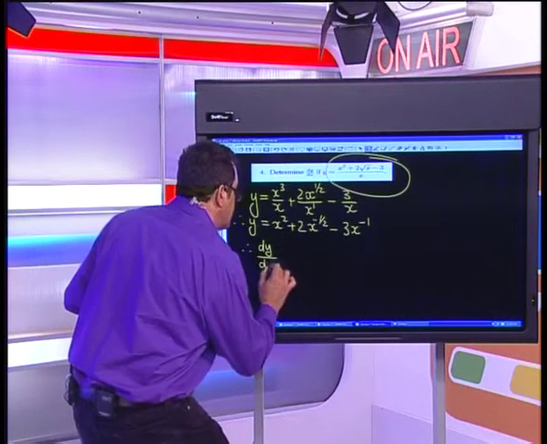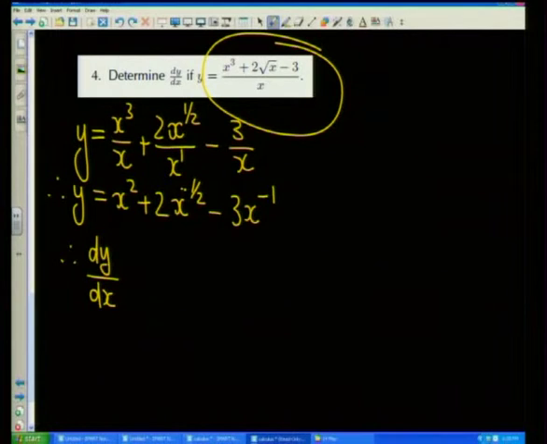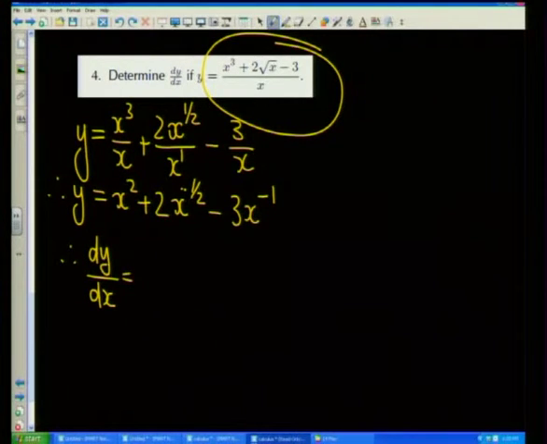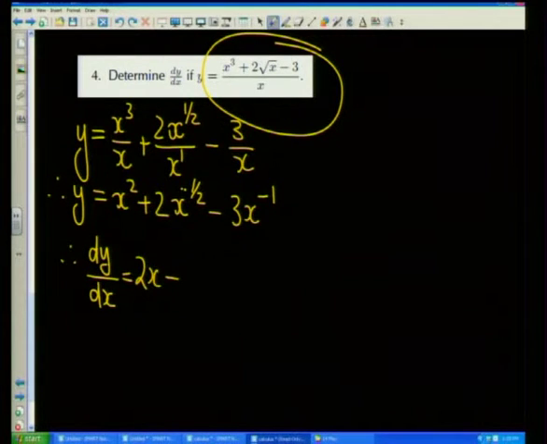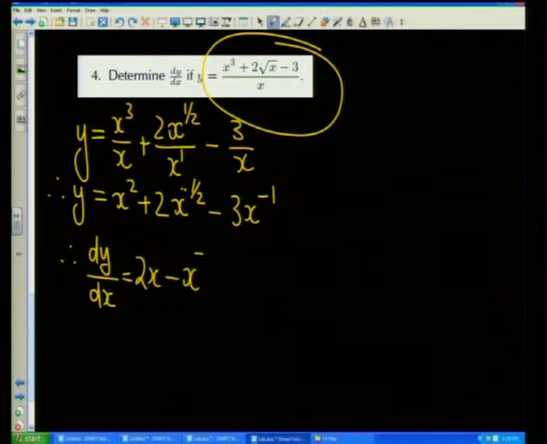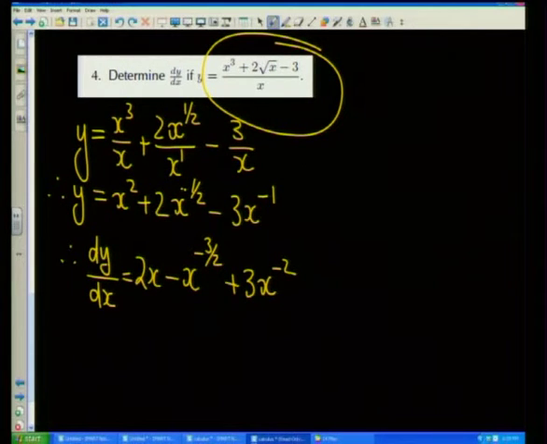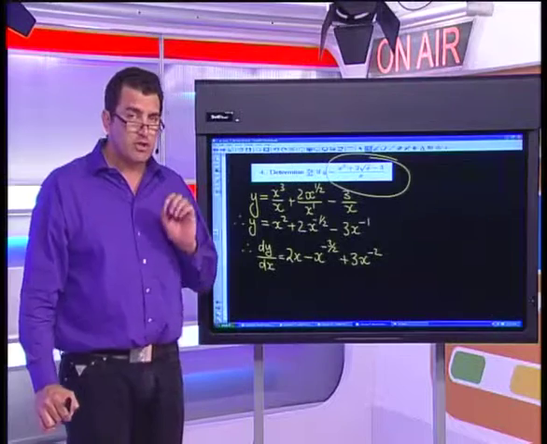dy dx. I'm now going to differentiate with respect to x. Okay, what is that? 2x. Over here, the minus a half comes down, makes this minus x to the power minus 1.5. It's minus a half minus another 1. And over here, the double negative makes it +3, and the power reduces by 1. So that power becomes -2.